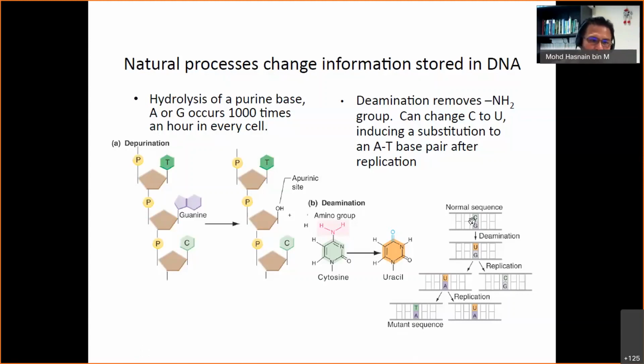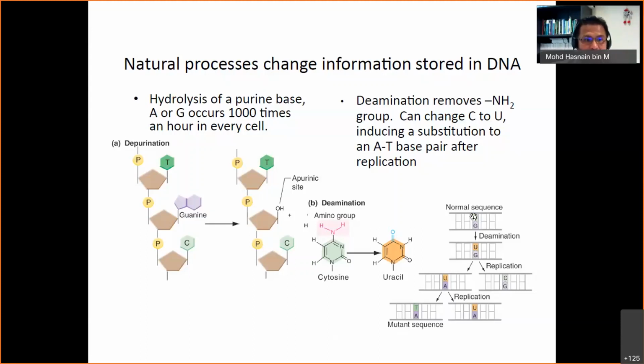So in this original sequence, when you have the deamination, uracil, and then it undergoes replication, the uracil will bind with a new adenine, and if this undergoes the next round of replication, you can see that from the two previous nucleotides, it was a CG, now it becomes TA. So now there is a mutation at this one.